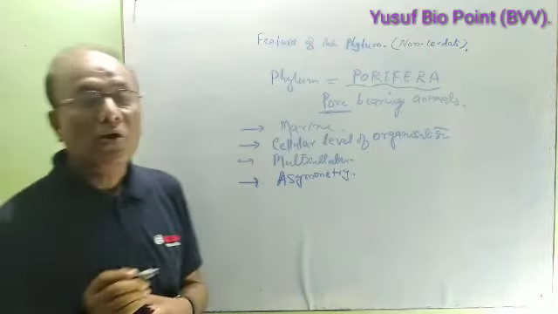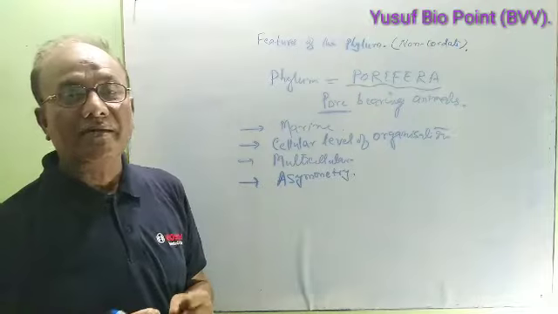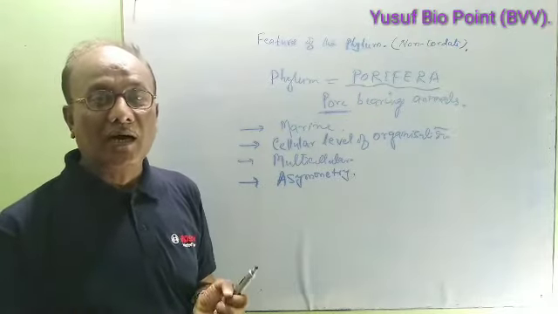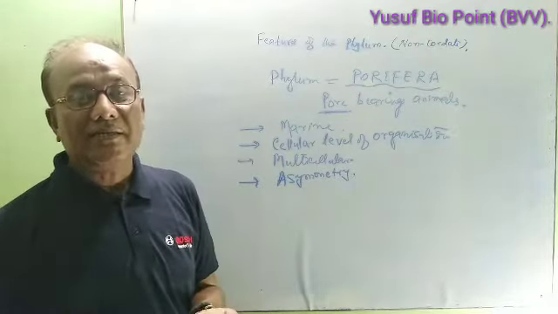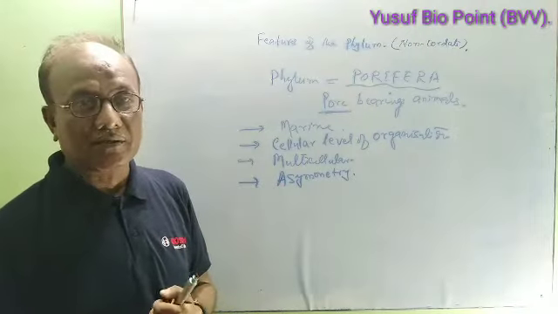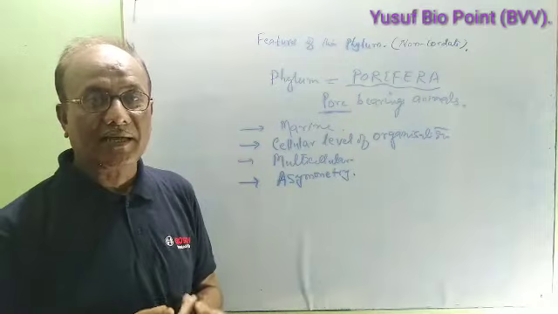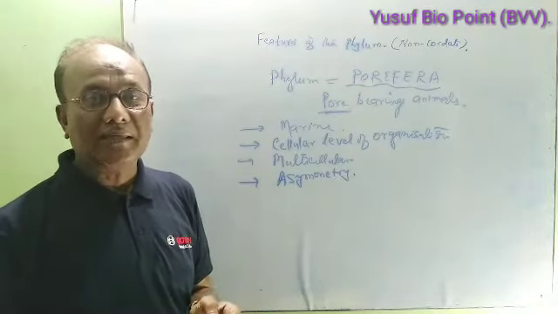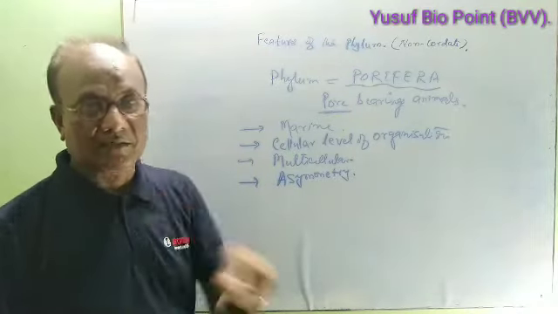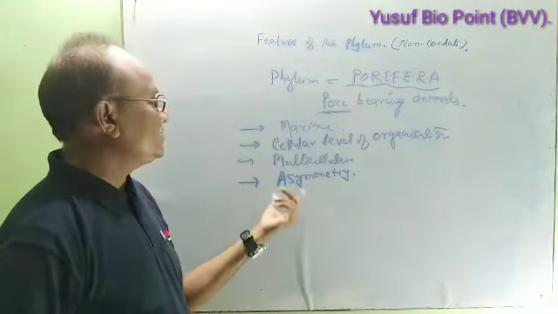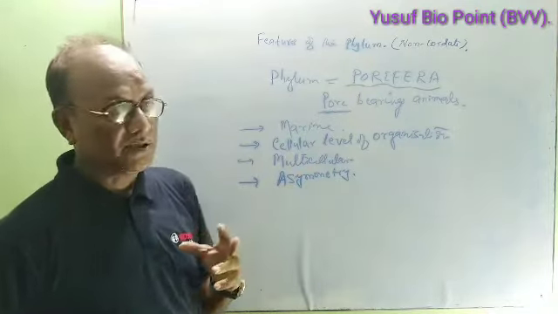Asymmetry means we cannot divide the body into two equal halves, whichever plane we cut along, even if the plane goes through the center. That's why it is asymmetry.